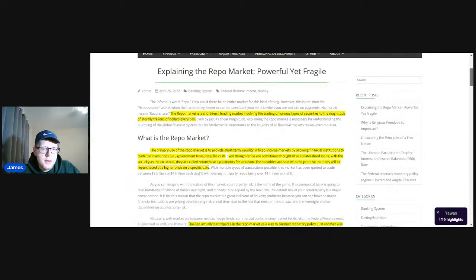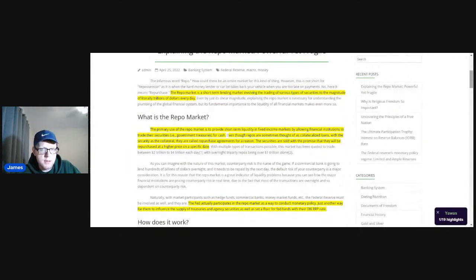So basically, the repo market is a short-term lending market involved in the trading of various types of securities, and this is done to trillions of dollars a day. A lot of the times, the maturities are literally overnight, and we'll get into that in a second with graphs and stuff too. The whole purpose of this is to provide short-term liquidity for mostly fixed income markets, considering that most of the securities are some type of fixed income, whether that be government treasuries, government entities, corporate bonds, whatever.